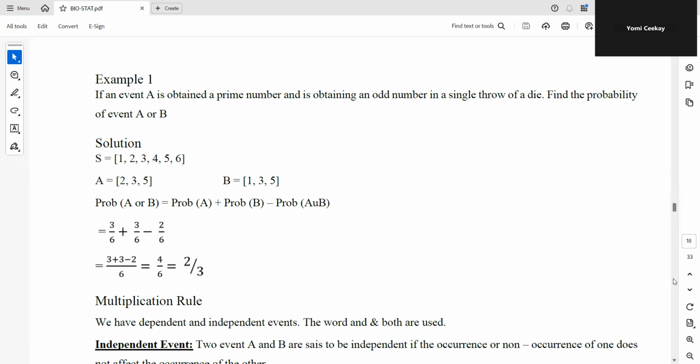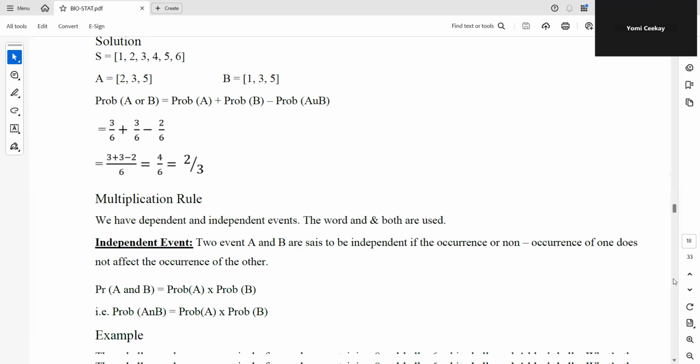Now that is addition. Let's go to the multiplication rule. In the multiplication rule, we have dependent and independent events. The word "and" is used in what? Multiplication rule. While the word "or" is used in what? Addition rule.